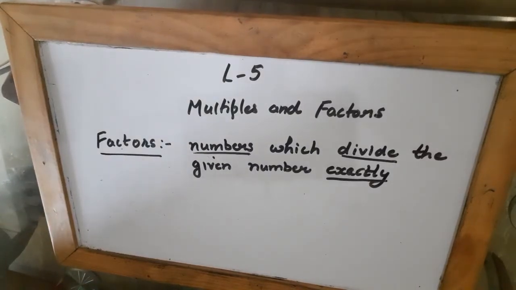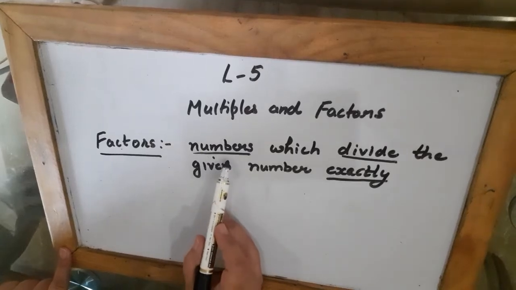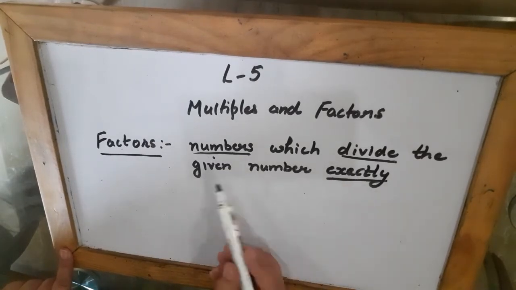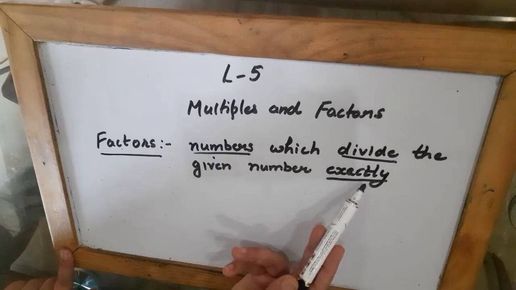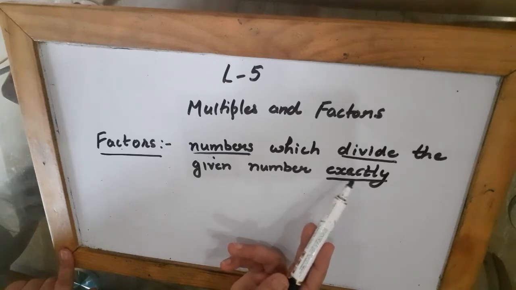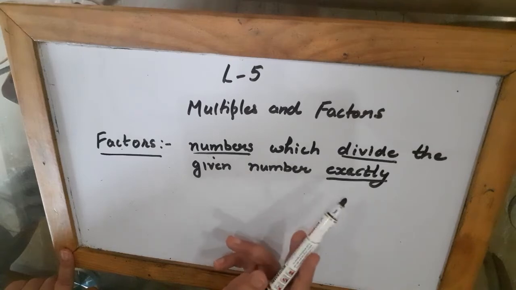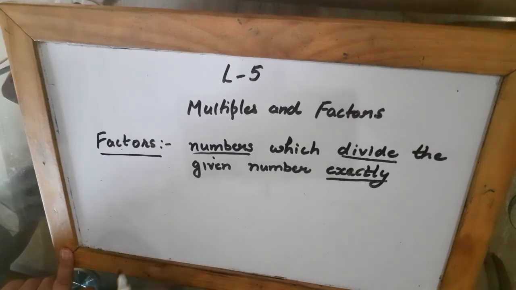Now, first of all, we will understand what are factors and what are multiples. What are factors? Factors are the numbers which divide the given number exactly. Exactly means without any remainder. Okay, now let me explain this with the help of an example.